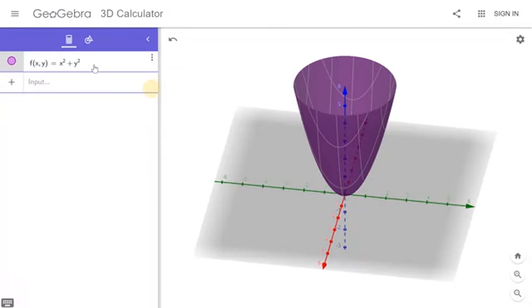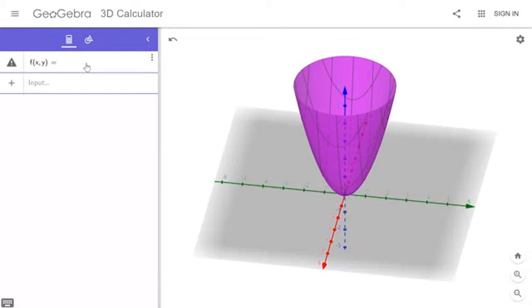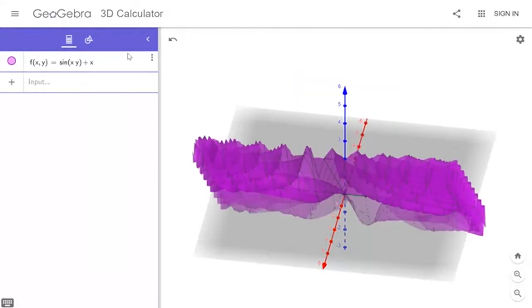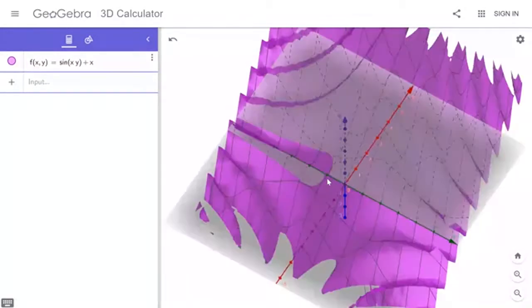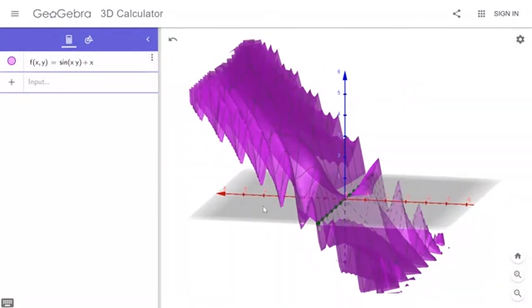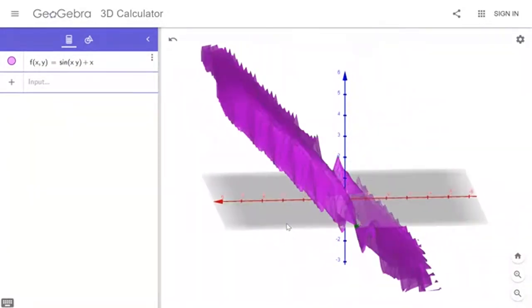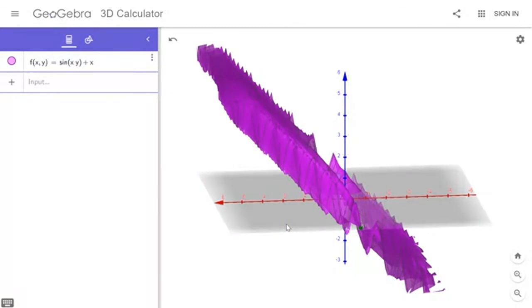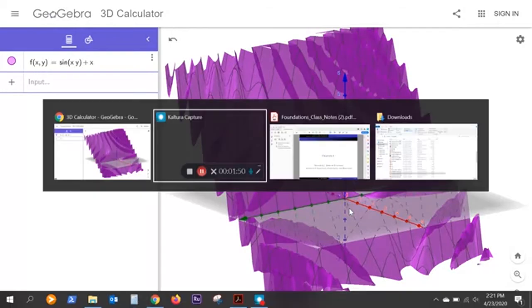Let's just look at one more. Let me get rid of these points. I haven't tried this, so I don't know what this is going to look like, but let's do something like sine of xy plus x. I have no idea what this looks like. Look how cool that is. So this takes as input x and y, and it outputs sine of x times y plus x. And we get this really cool shape right here. All right, that is all that I wanted you all to see as far as these multivariable functions.